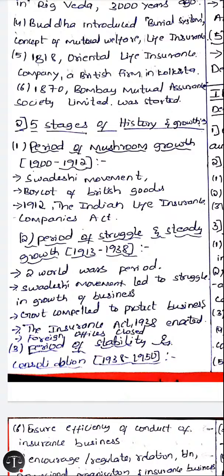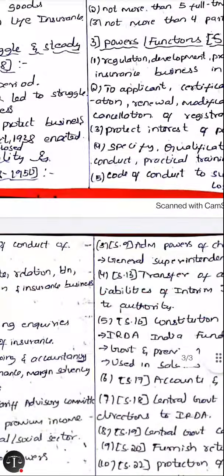The next period is the period of stability and consolidation. From the year 1938 to 1950, there was a period of stability and consolidation.